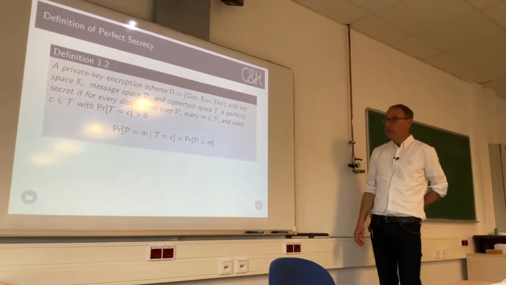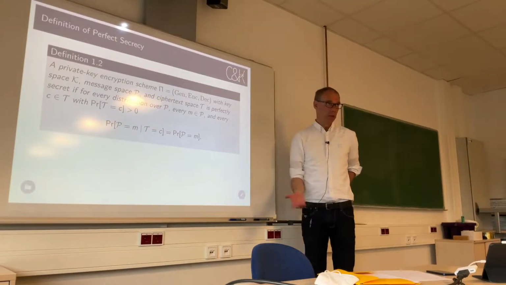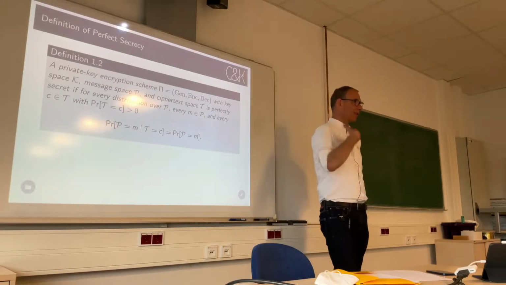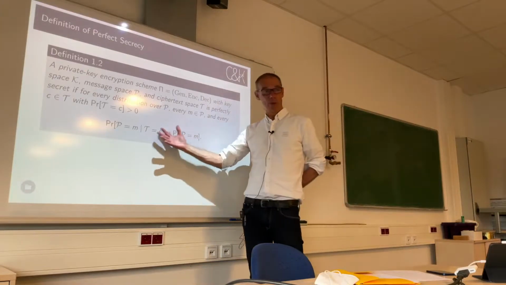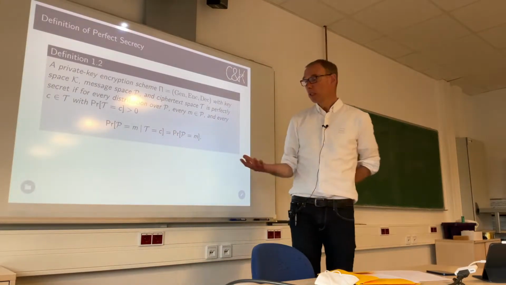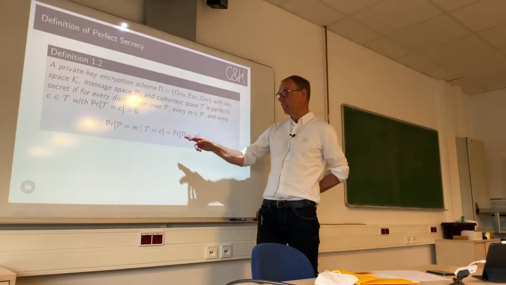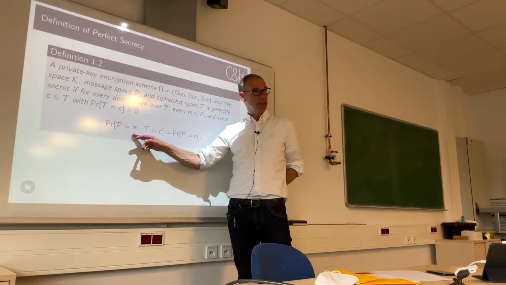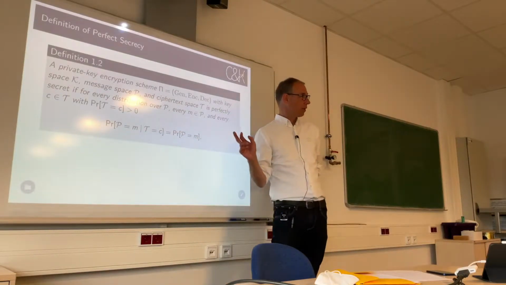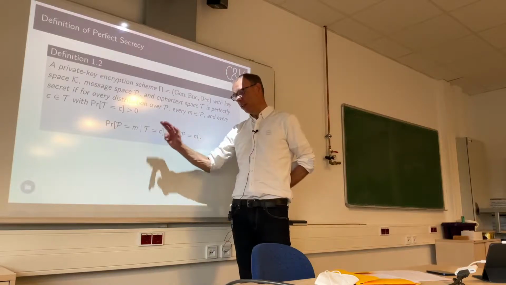Once you get used to it, it's a very intuitive definition. You just have to understand what these probabilities and the equality of the probabilities mean. It's often said that this is the a posteriori probability of the message, and this is the a priori probability for the message, and so observing the ciphertext doesn't help you.